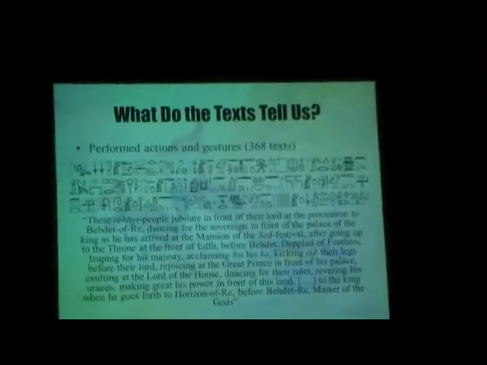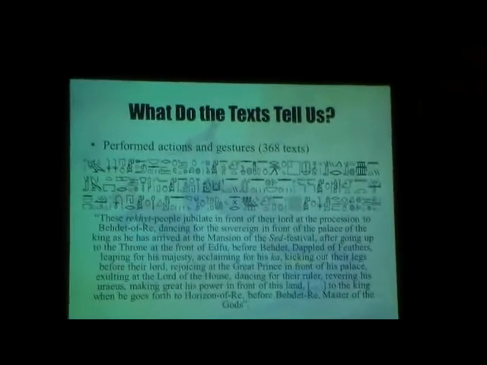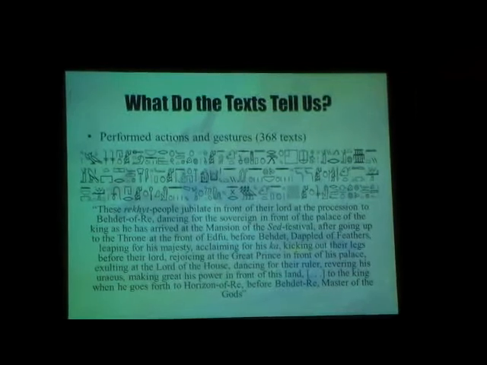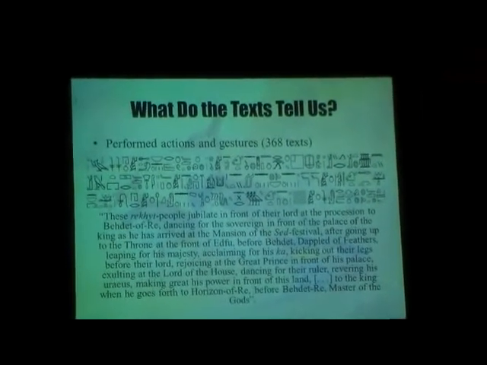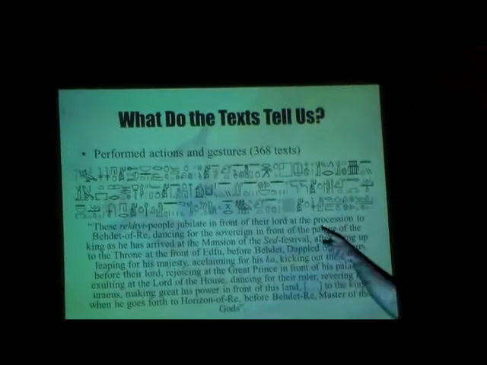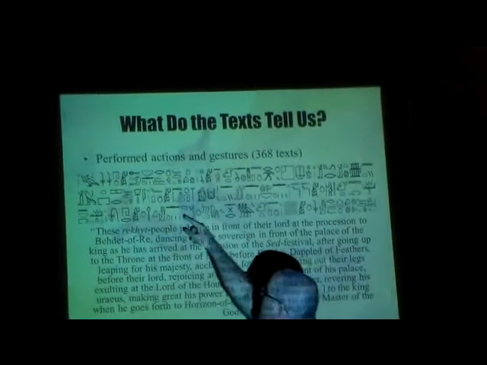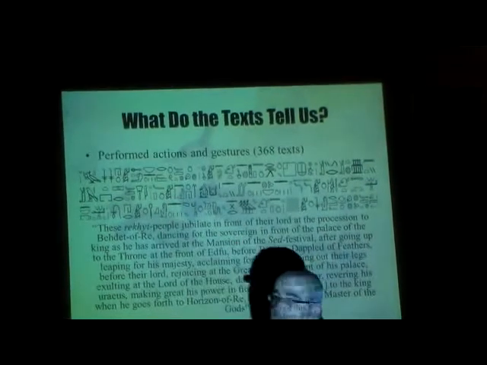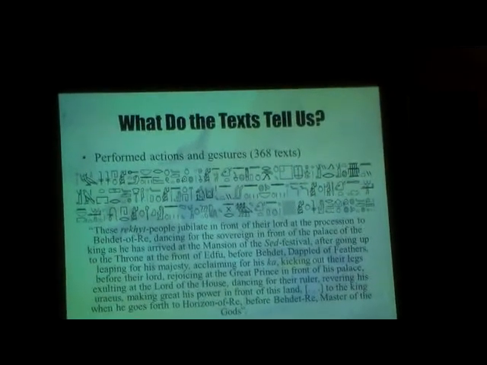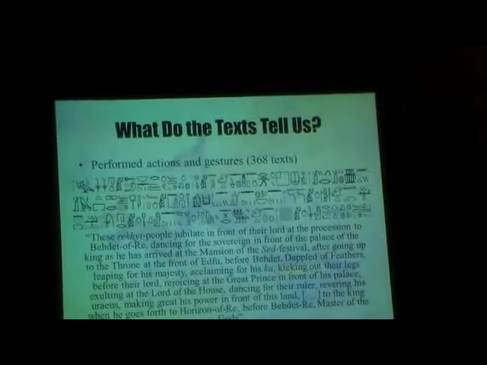So in this one inscription, the rekhyt people are described as performing 10 different gestures. Jubilating, dancing, kicking out their leg. I think it's pretty clear that it's some kind of dance. And you can see it even from the hieroglyphs, the determinatives that attach to these words. All of them have this, usually the Hindu gesture or other ones. So it's clear that these are actions and gestures performed.